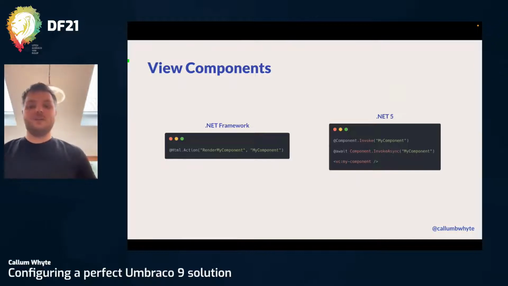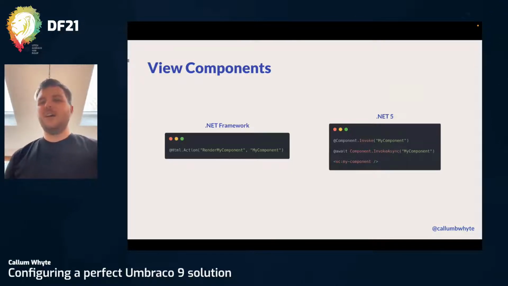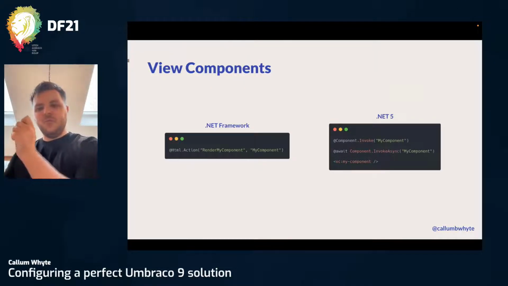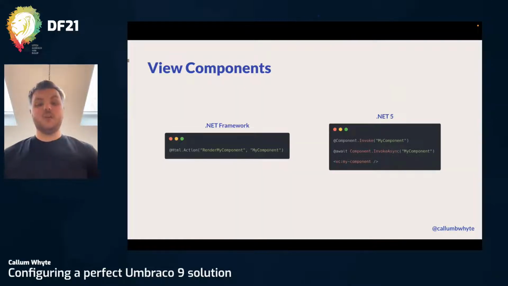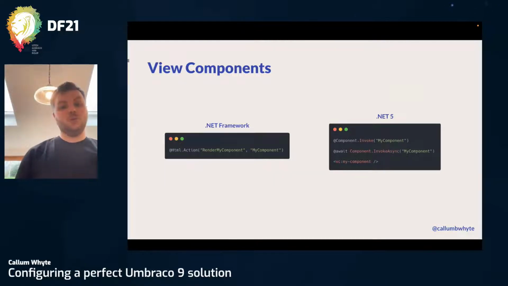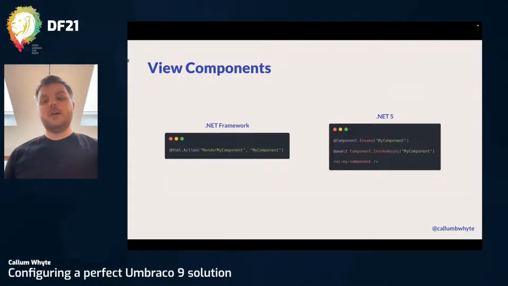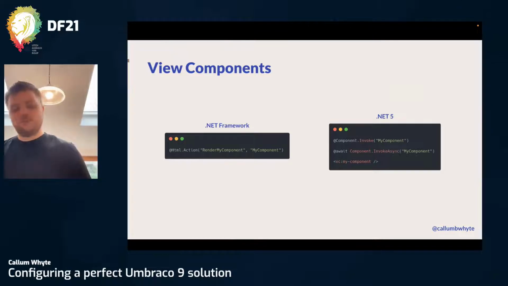We've got three different ways of doing this. Component.Invoke, and just giving it the name of the component. They're decoupled from a controller, so you don't have to worry too much about where it lives or what controller it's in. You can just refer to it by name. That's pretty cool. As I said, there's an async version as well. So if you're doing anything with async, you'll need to call await on that in your view, and then you can call InvokeAsync on your component.